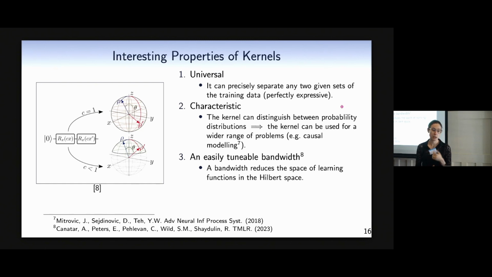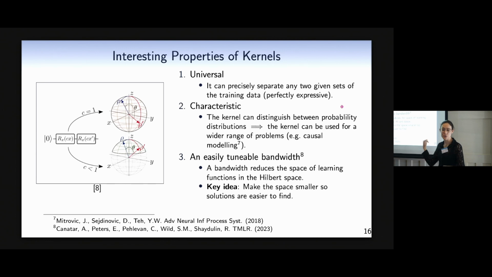Another thing that you might want is an easily tunable bandwidth, or hyperparameters. For the context of this talk, what I mean by a bandwidth is it will reduce the space of learning in your Hilbert space. Just a spoiler for some quantum: rather than exploring the entire, say, Bloch sphere, we're only exploring the top half. Reducing your Hilbert space might make it easier to find the functions you want. So the key idea: make the space smaller so solutions are easier to find, which can improve, for example, generalization bounds.